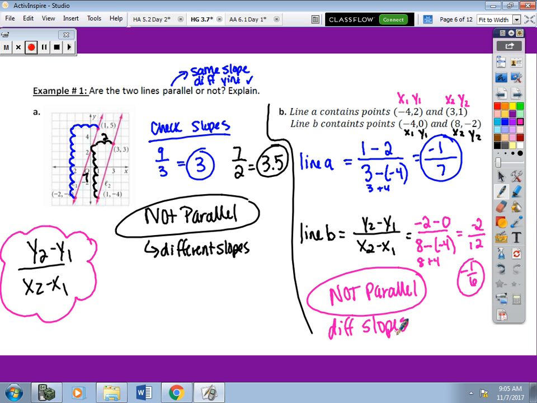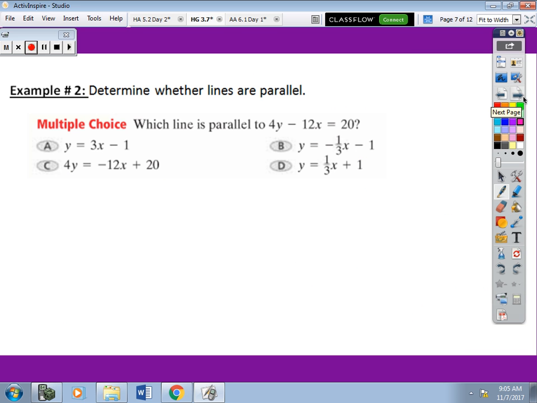Different slopes. Okay, example 2 says determine which of the lines, it's multiple choice, is going to be parallel to the given line. Now the big mistake students make is that they're like, oh, the slope is negative 12 because that's what's with the x. But right now this is in standard, well, it's actually not even in standard form because the x and the y are backwards.